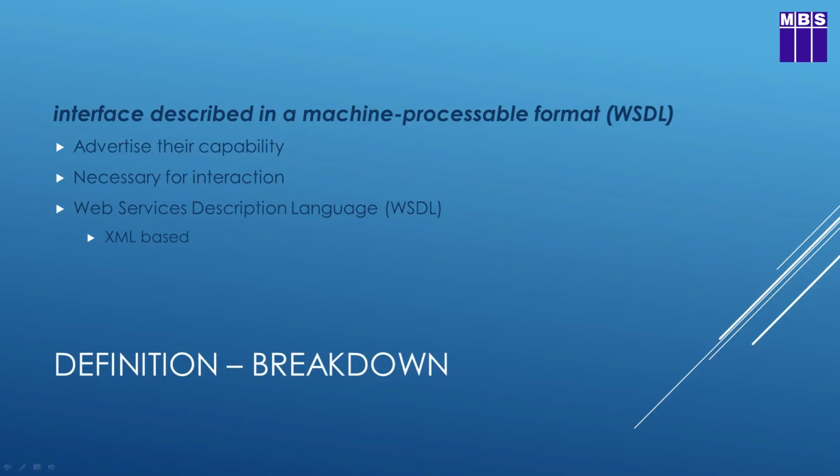WSDL itself is an XML-based language, and it's very well used by tool sets such as Microsoft Visual Studio. You can read WSDL and very simply set up some infrastructure inside an application to use a web service. So that's the job of WSDL. It describes the interface, and it's necessary for foreign systems to understand the capability of a web service. And as I said, WSDL itself is an XML-based language.